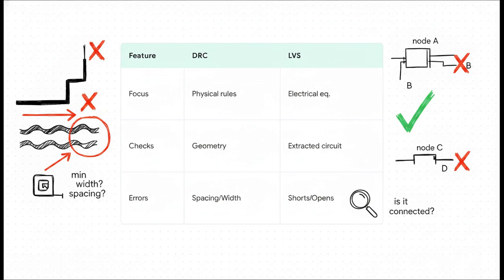Think of DRC, design rule check, as asking, is my layout physically legal to manufacture? It searches for wires that are drawn too thin, or maybe a spacing error where two metals are placed too close together, which could cause a manufacturing defect at the foundry.